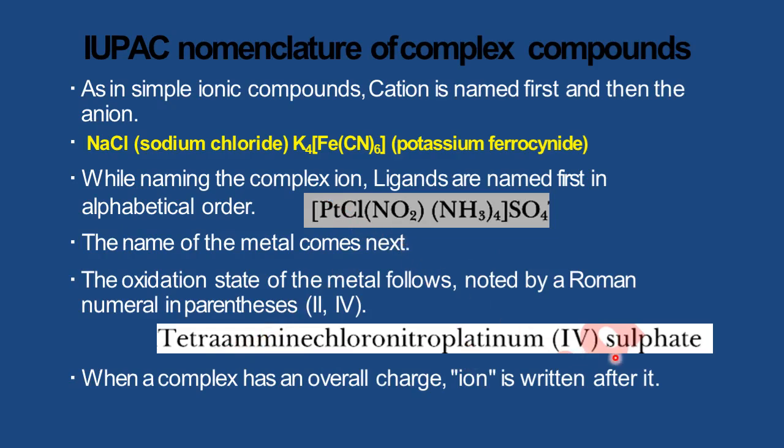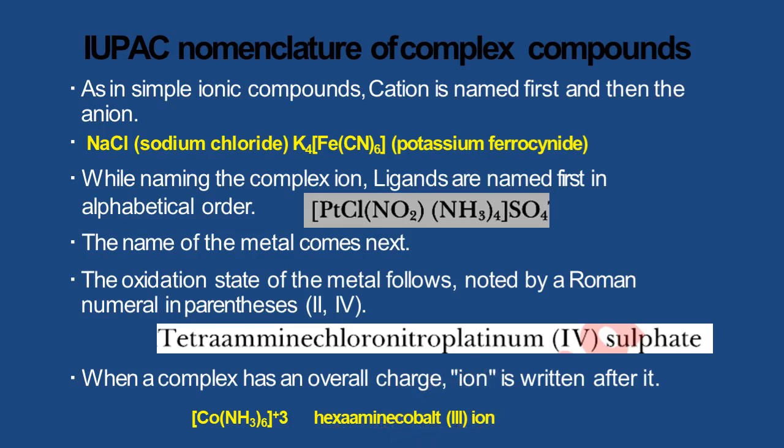The next rule is that when a complex has an overall charge, then the word ion is written after it. Students, if we have only the complex ion, then the name is terminated by writing ion. For example, we can see that there is a charge on this coordination complex. So it is going to be hexaamine cobalt, then we write its oxidation state, which is 3, and we end the name by writing ion. So the name is hexaamine cobalt(III) ion.